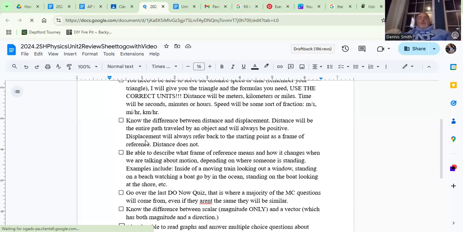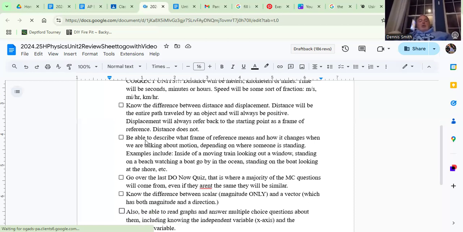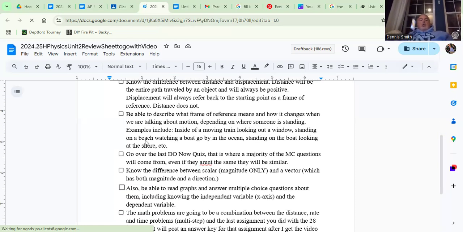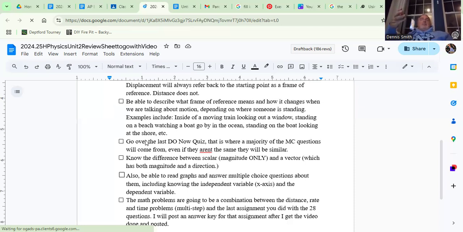Be able to describe what the frame of reference means and how it changes when we're talking about motion, depending on where someone is standing. Some of those examples we've talked about before. If you are sitting on the beach looking out at the ocean and you see a boat going by from left to right, you describe that motion as the boat moving from left to right.